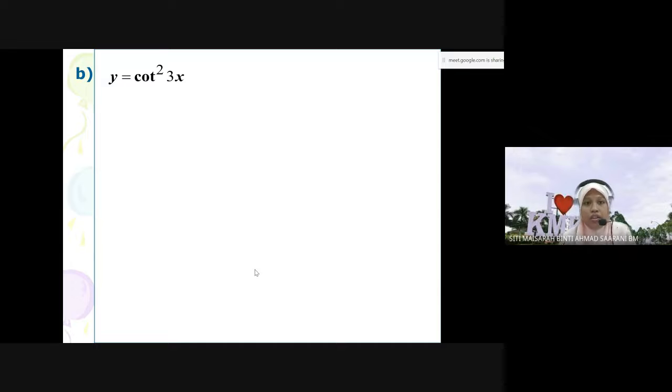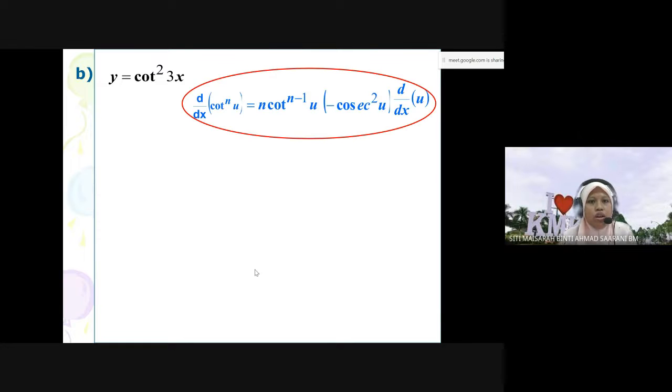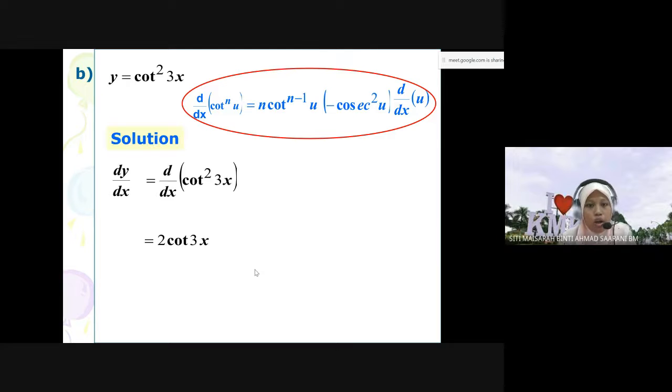Dia ada 4 step. Kalau yang ada kuasa-kuasa ni, kalau trigo yang ada kuasa, kita akan apply ni. So, differentiate cot square 3x. The first one bawa turun kuasa dia. Kuasa dia 2. Jadi 2 cot kuasa tolak 1. Dia akan jadi 2 cot 3x. Step 1, step 2. Then move to third step.